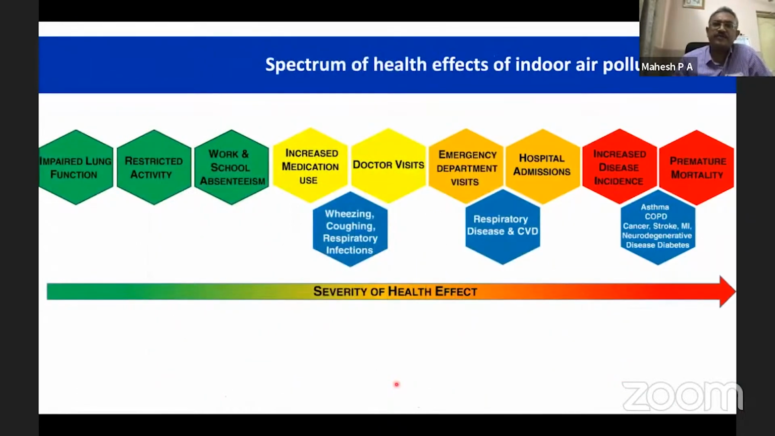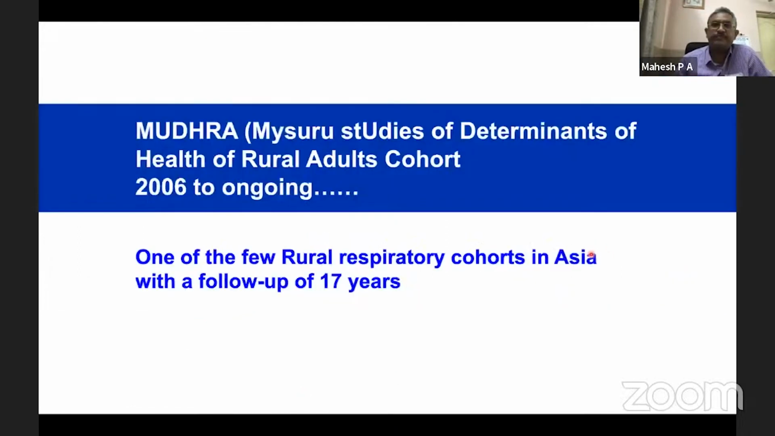The spectrum of health effects of indoor air pollution extends from an impaired lung function, very similar to the outdoor air pollution that Professor Kilani has shown you, to restricted activity, absenteeism to work and school, need for more medication use, to premature mortality. I will quickly go through some of the studies and the work that we have been doing over the last 17 years. This is one of few rural respiratory cohorts in Asia with a follow-up of more than 15 years.